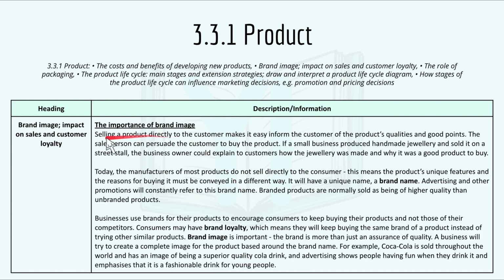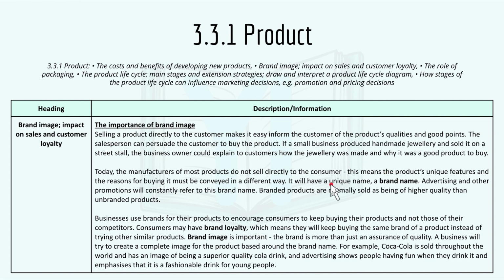Then we have brand image, the impact on sales and customer loyalty. And here's the importance of brand image, and I'll skim through this. And selling a product directly to the customer makes it easy to inform the customer of the product's qualities and good points. And the salesperson can persuade the customer to buy the product. And today, the manufacturers of most products do not directly sell to the customer because it will be time consuming. This means the product's unique features and the reasons for buying it must be conveyed in a different way.